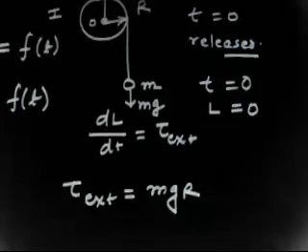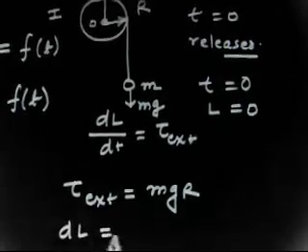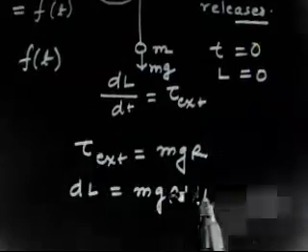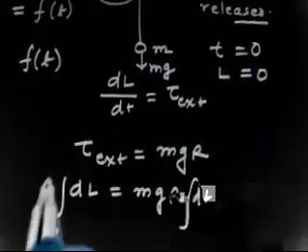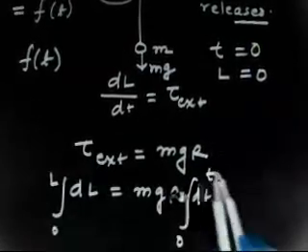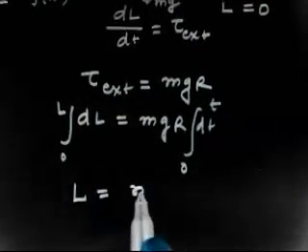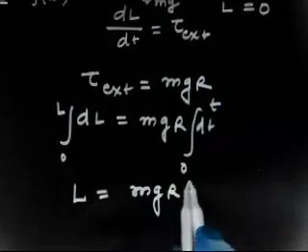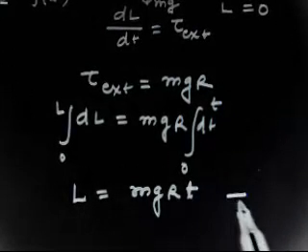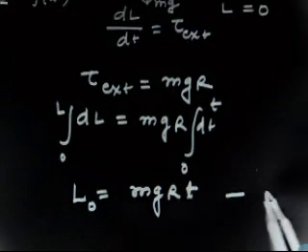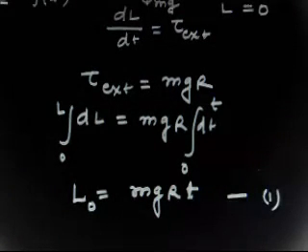Now if I integrate, dL equals mgr dt, integrating from 0 to L and 0 to t, I will have L equals mgr into t. So this is my result for angular momentum about O. Same thing we can derive another way, where we will not use dL by dt; we will simply find angular momentum.